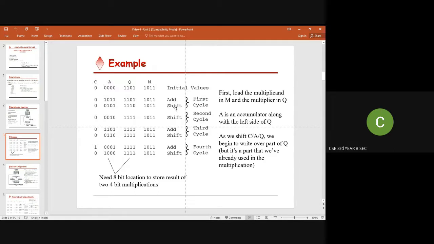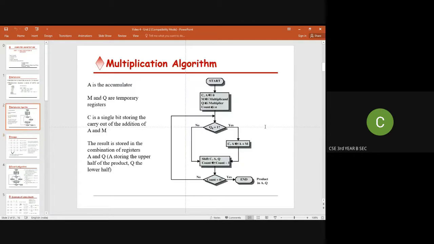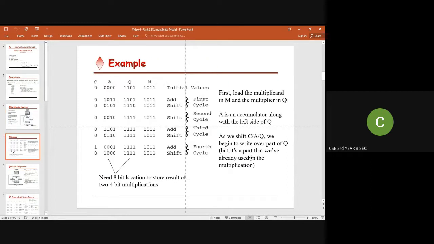Then we have to shift all of C, A, Q. As in the previous video, we shift CAQ. All the values we have to shift, which means we do the right shift. We get 0 1 0 1 1 1 1 0 1. Here we have completed the first cycle, so we have to reduce the count value by 1.